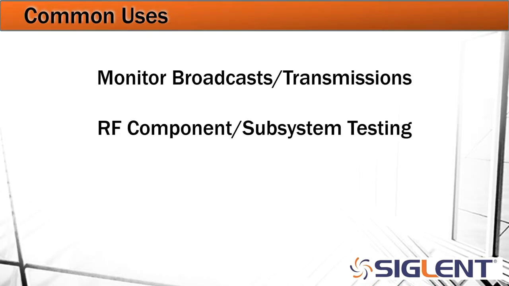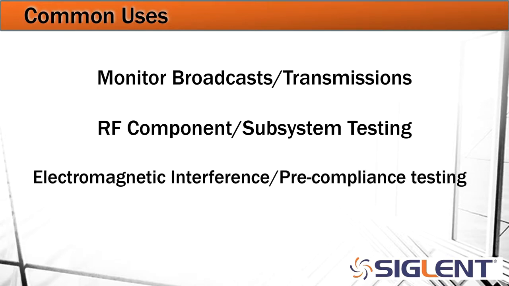Another application area would be RF component and subsystem testing. This could include antennas, cables, amplifiers, filters, any number of RF components or subsystems. We want to make sure that they're operating over the correct frequency range and delivering the amplitude that we expect without any interference or any kind of other problems that we may see in that particular output.